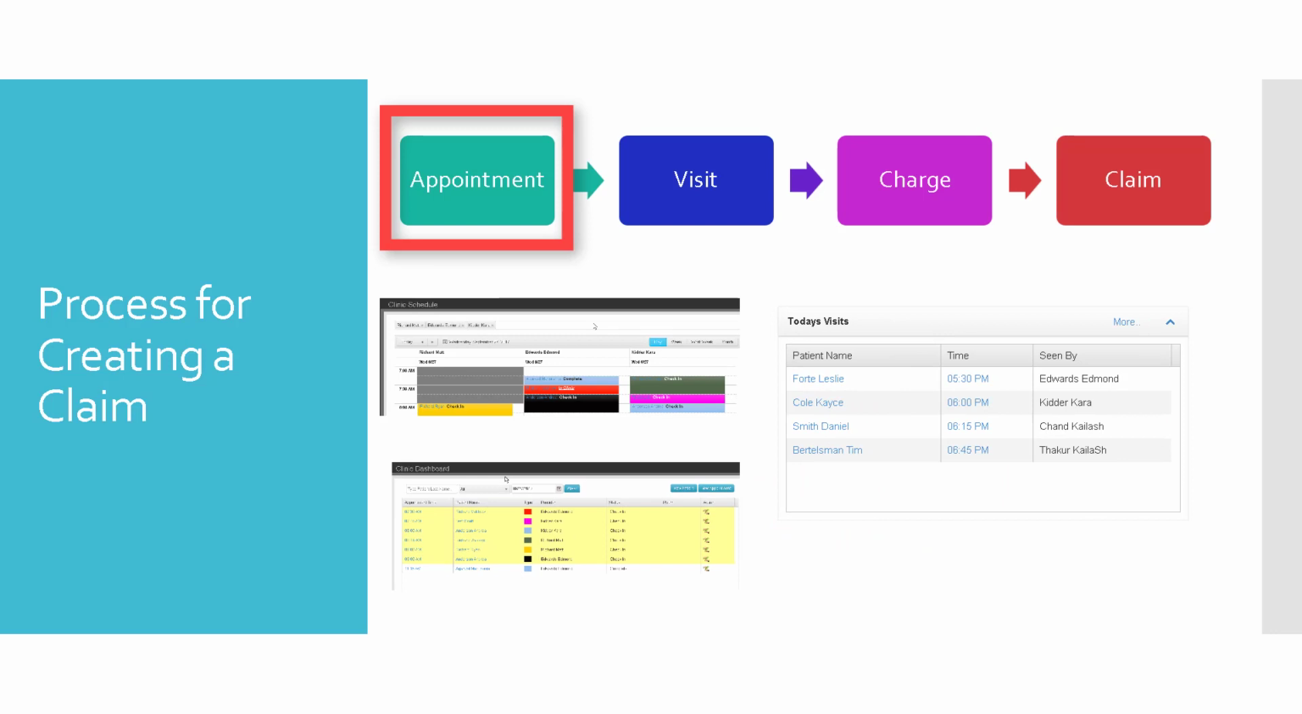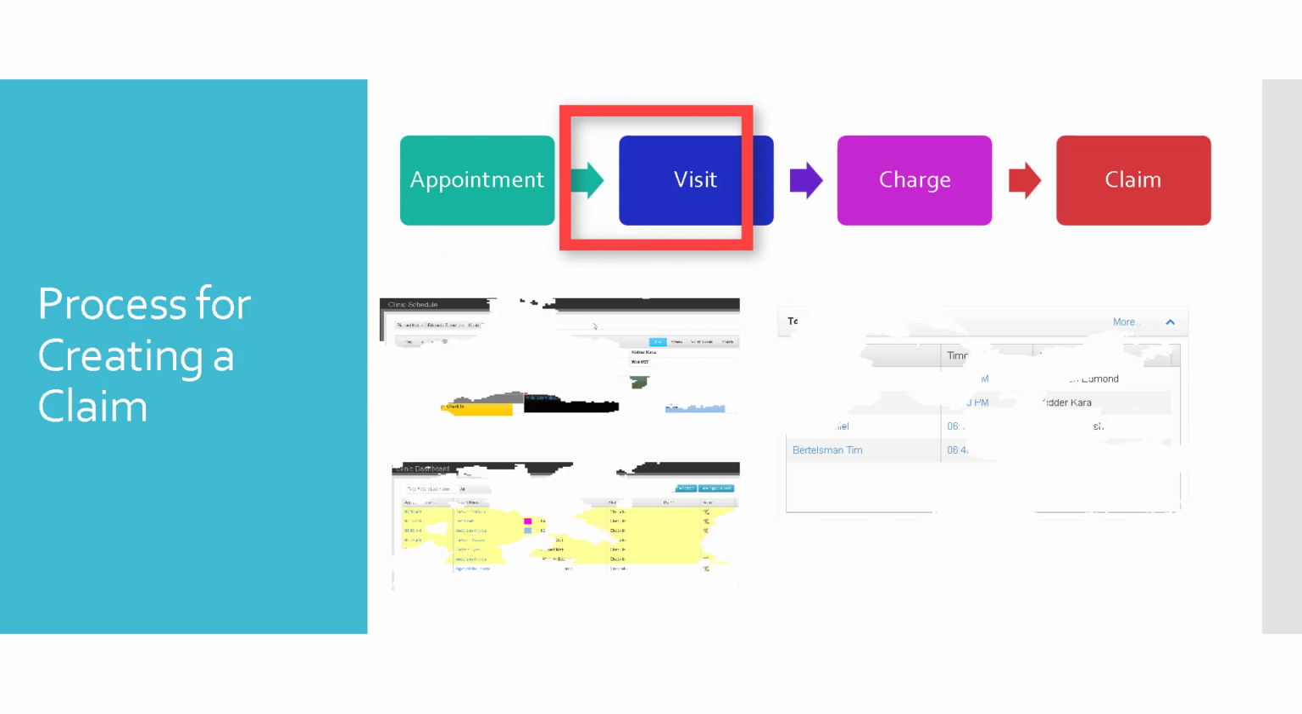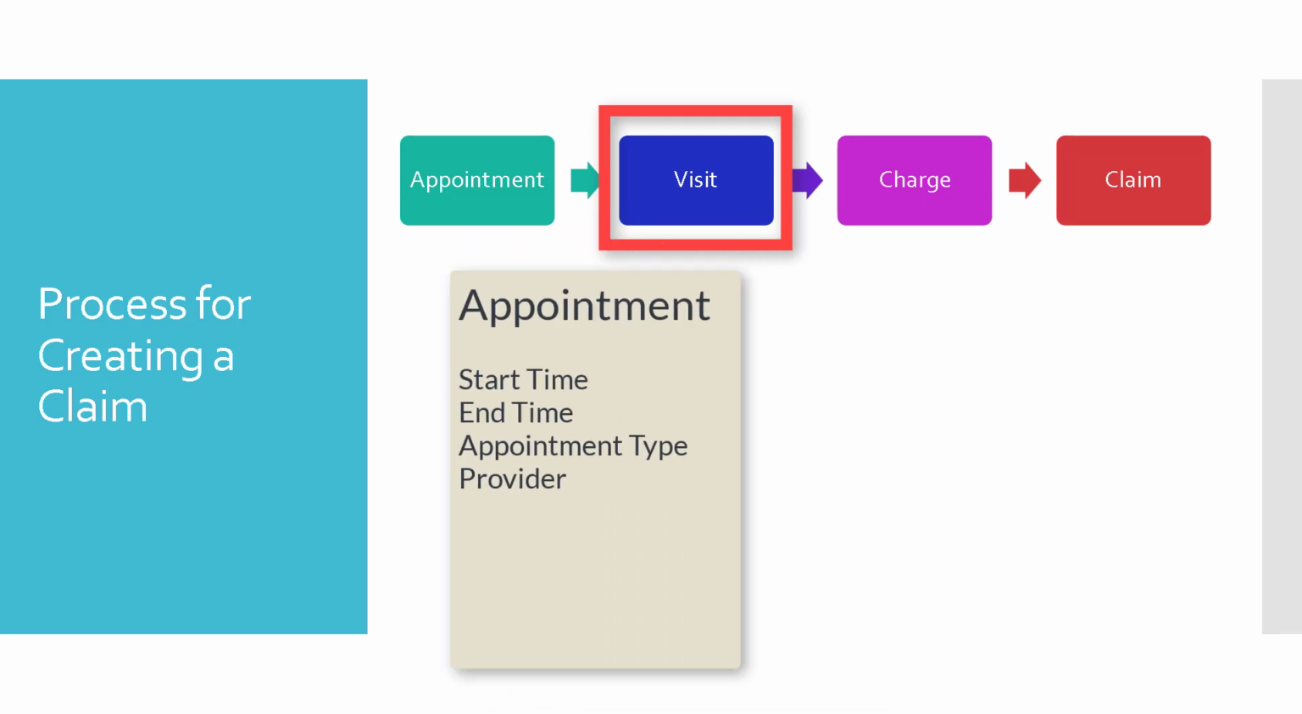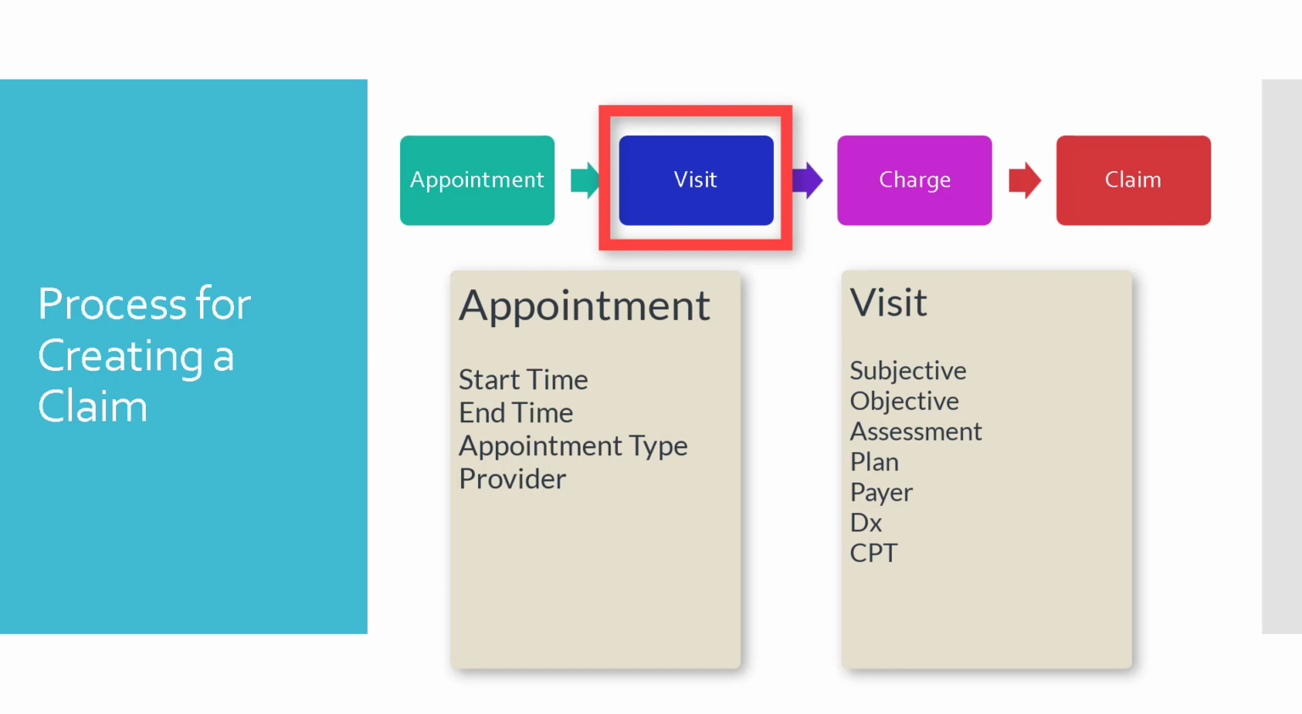It isn't until a patient actually comes into the clinic that a visit record is created. The visit and the appointment are different records in Chart Talk. An appointment allocates the time on the clinic and provider's schedules to see a patient. The visit record documents what occurred during the patient encounter.